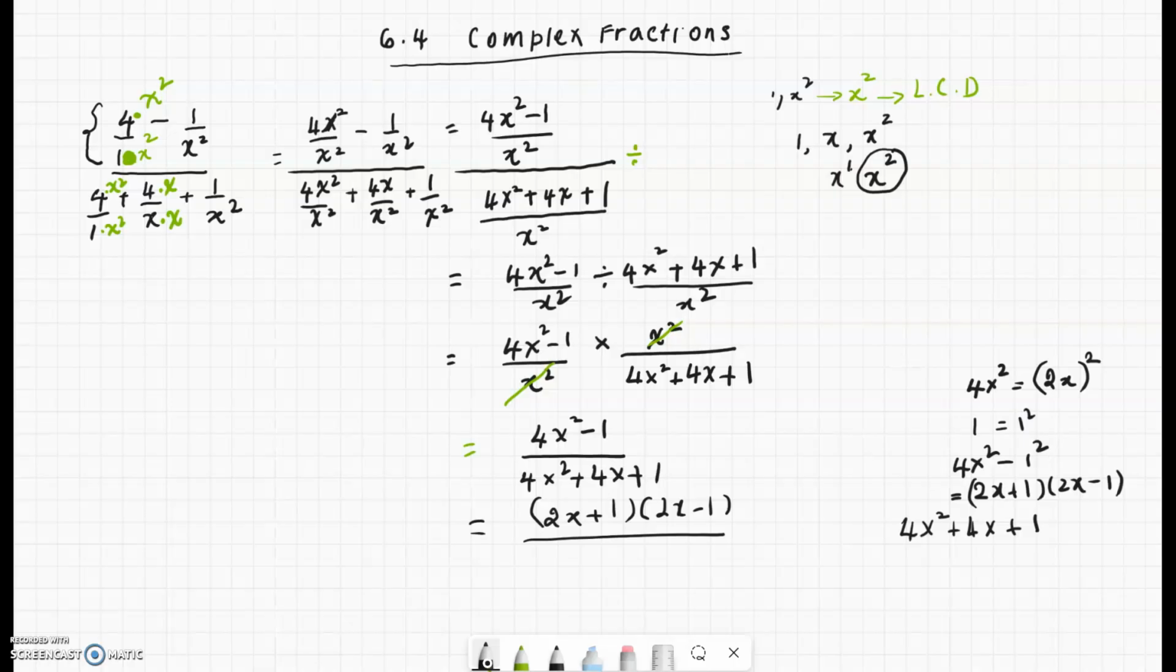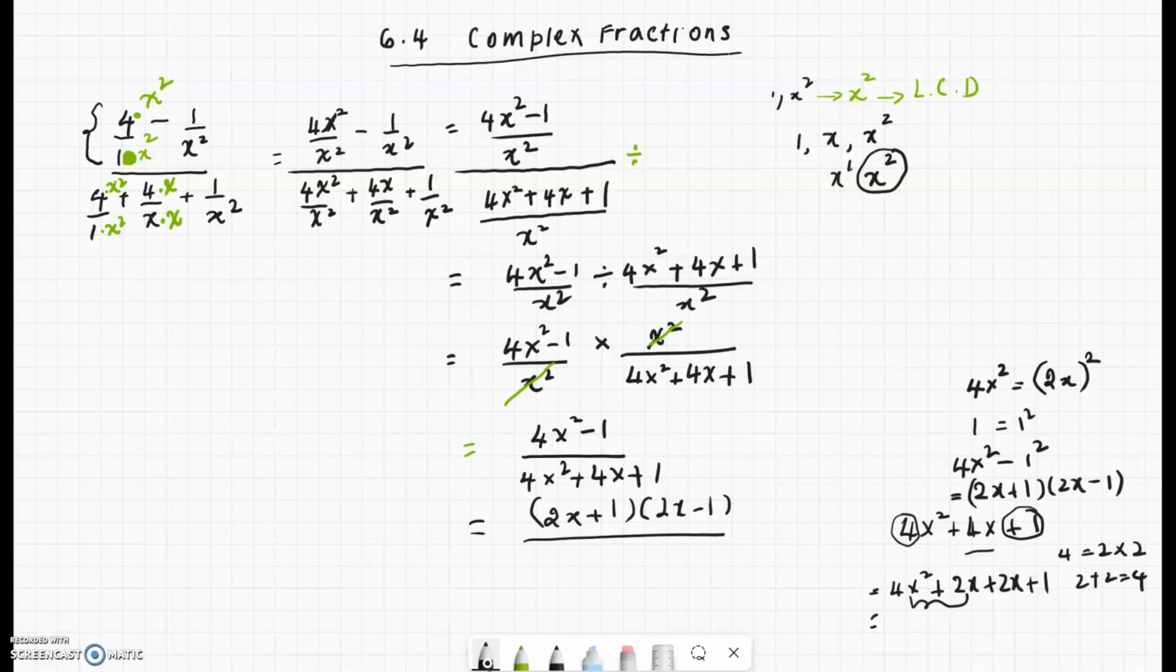So we have 4 times 1. So this 4 times positive 1 is 4. 4 is 2 times 2, and that works because 2 plus 2 is 4, which is equal to the middle term. So I'm going to write this as 4x squared plus 2x plus 2x, because 2x plus 2x makes a 4x plus 1. So we've not changed anything.